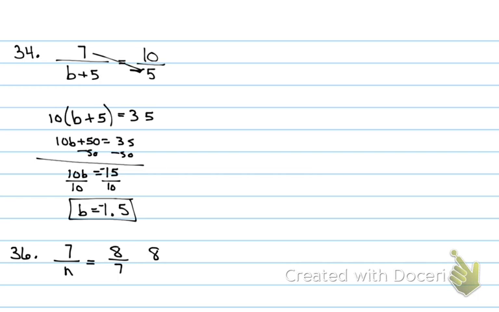7 over n equals 8 over 7. 8n equals 49. So n equals 6.125. You divide both sides by 8 on this step. All right, that's number 36.